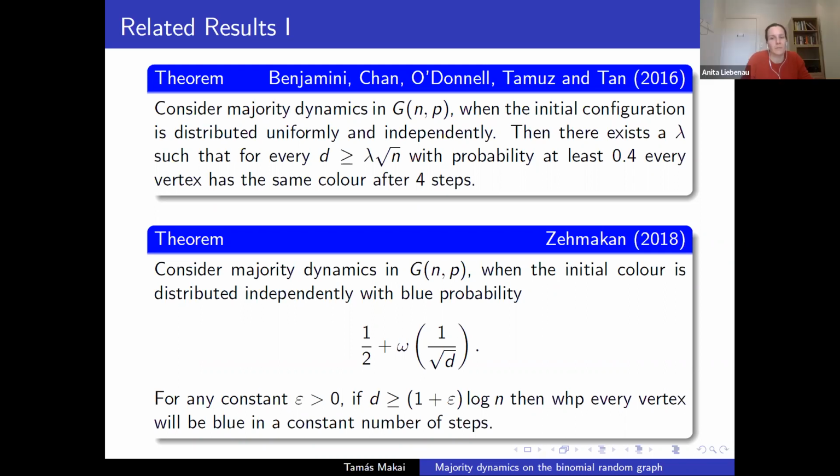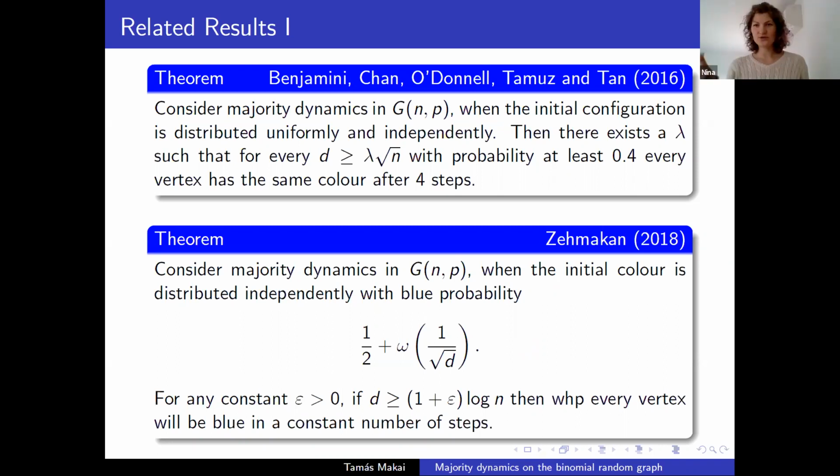Tamás, there's a comment by Omar in the chat. He says this should cause a one-step delay in consensus. I think he is referring to the balanced color assumption there. Yes, this was about starting with a balanced configuration. But proving this is not at all clear how to do. That would be the expectation.